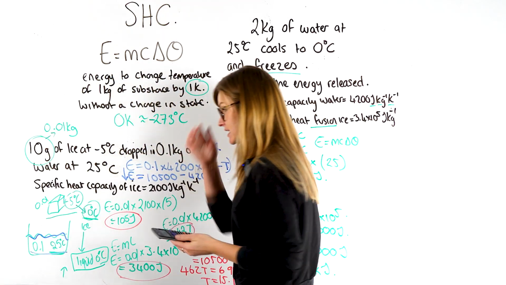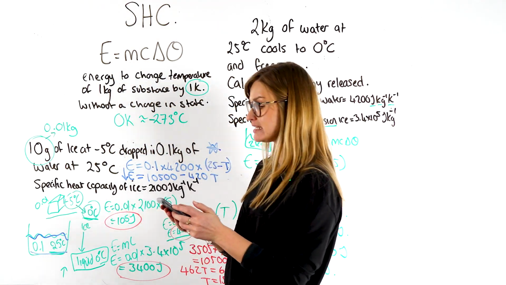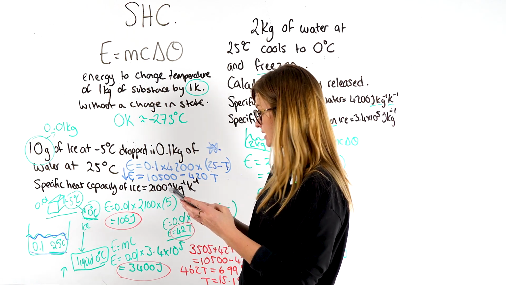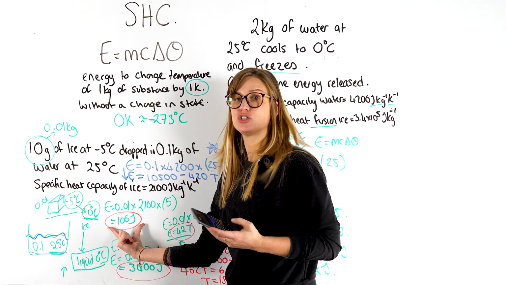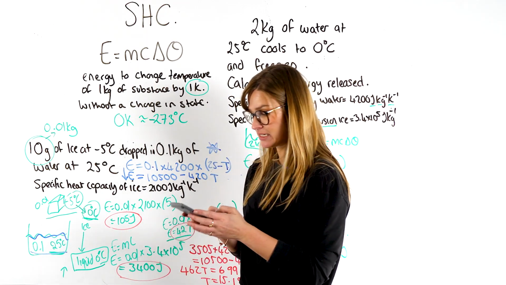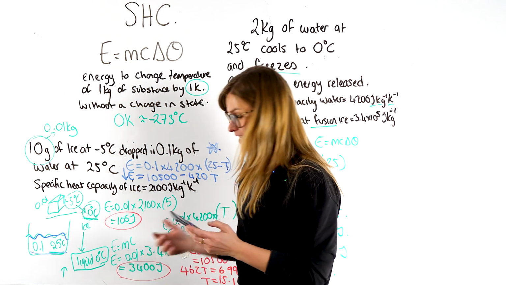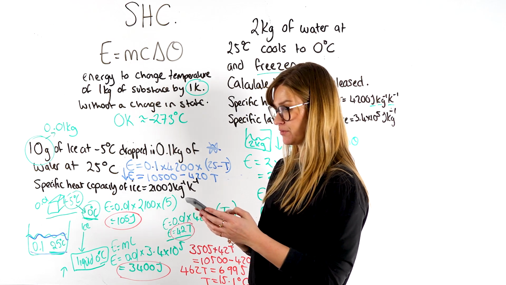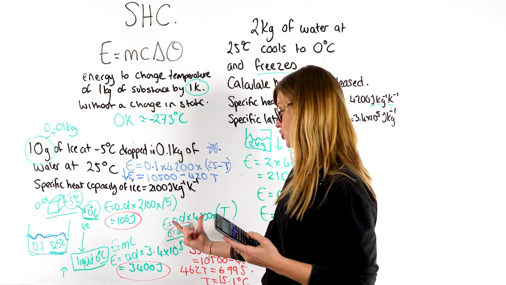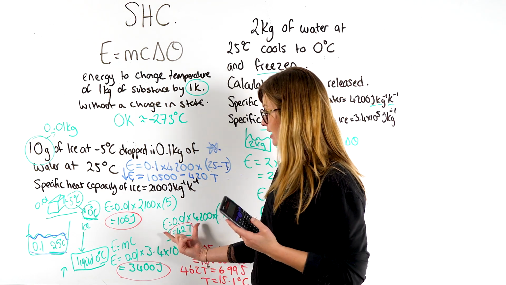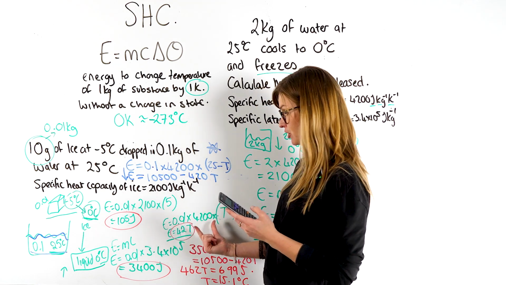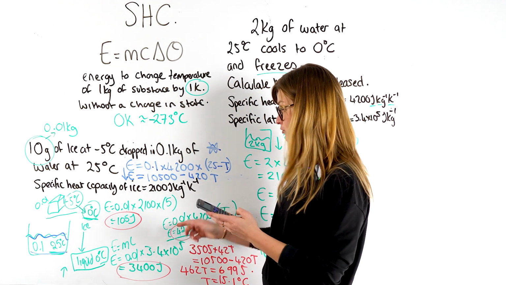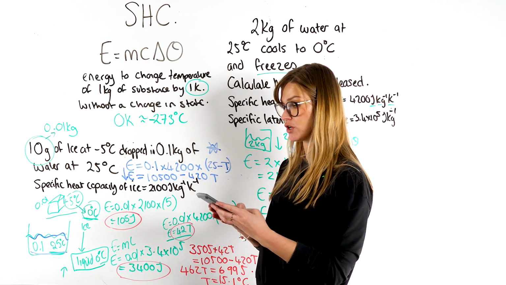So again, just looking at what we did here, we found the energy for our ice to increase in temperature, which was 0.01 times 2,100 times by 5. We added it to the energy for our ice to change state, which is 0.01 times by 3.4 times 10 to the power 5. And then we added it to the change in temperature for our liquid water to increase in temperature. So we added the 3505 to our 42T. We got 42T from doing 0.01 times by 4,200.